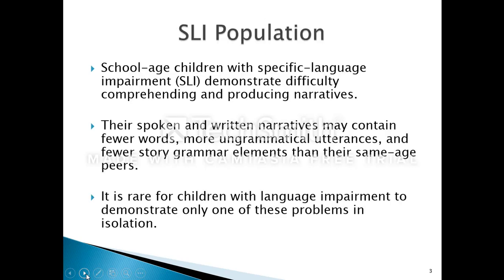Specific language impairment population. School-aged children with specific language impairment can demonstrate difficulty comprehending and producing narratives. Their spoken and written narratives may contain fewer words, more ungrammatical utterances, and fewer story grammar elements than their same age peers. It is a rare occurrence for children with specific language impairment to demonstrate only one of these problems in isolation.